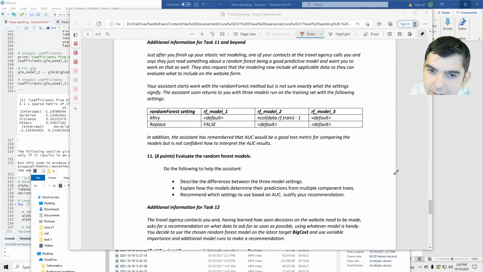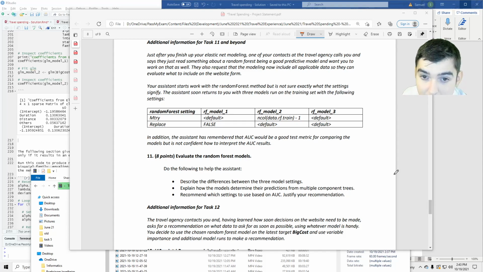Additional info for task 11 and beyond. Just after you finish up your elastic net modeling, one of your contacts at the travel agency calls you and says they have just read something about a random forest being a good predictive model and want you to work on that as well. They also request that the modeling now include all applicable data so that they can evaluate what to include on the website form.